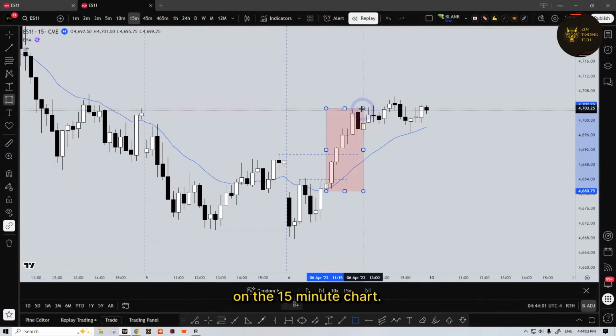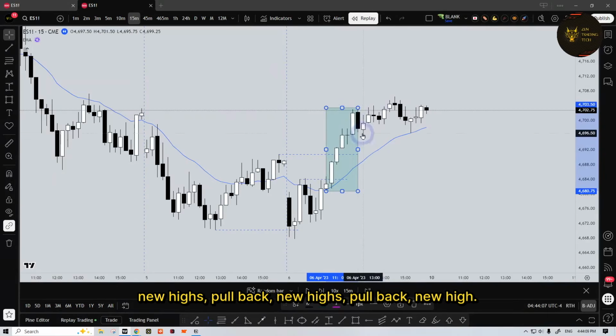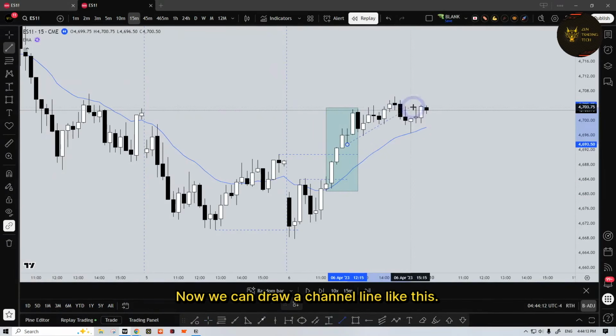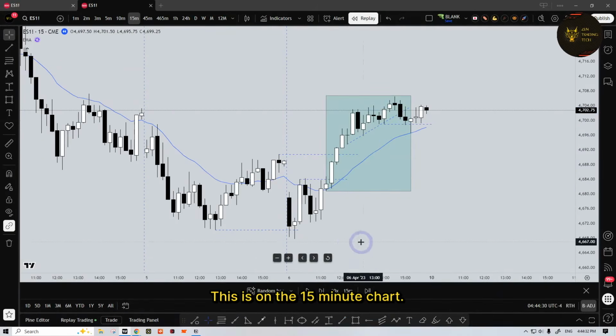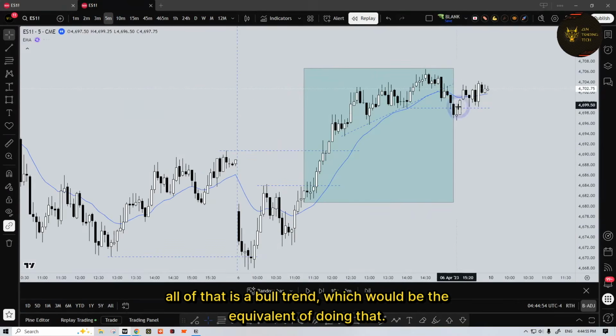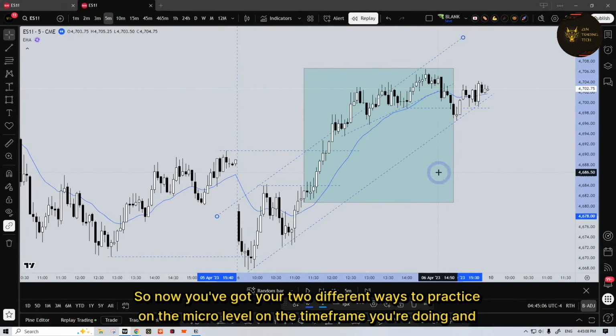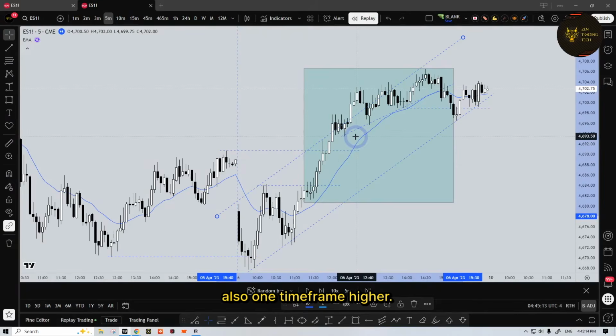On the 15-minute chart, new highs, pull back, new highs, pull back, new high. Now we can draw a channel line like this. And when does it break? That's the bar that breaks. This is on the 15-minute chart. Now, if I go down to the 5-minute, all of that is a bull trend, which would be the equivalent of doing that. So now you've got your two different ways to practice. On the micro level, on the time frame you're doing, and also one time frame higher.